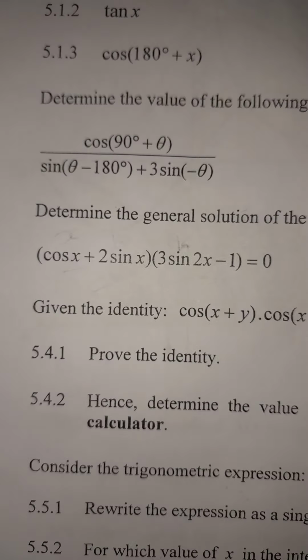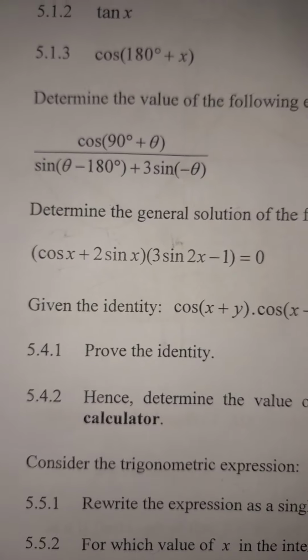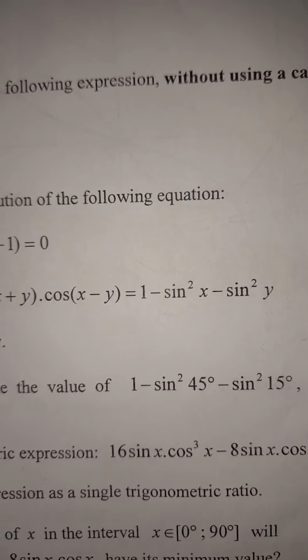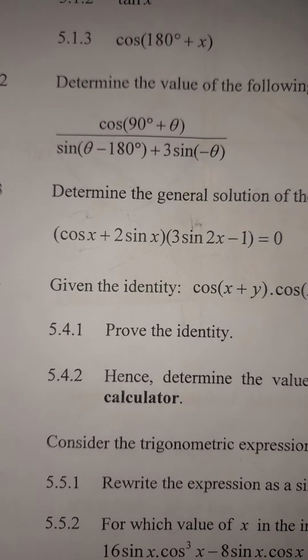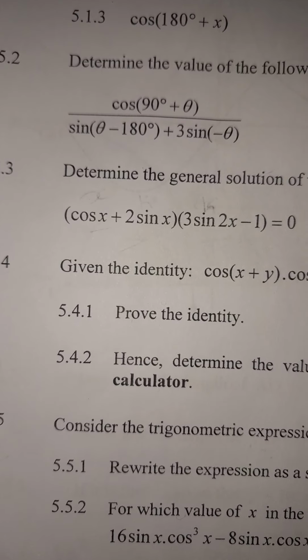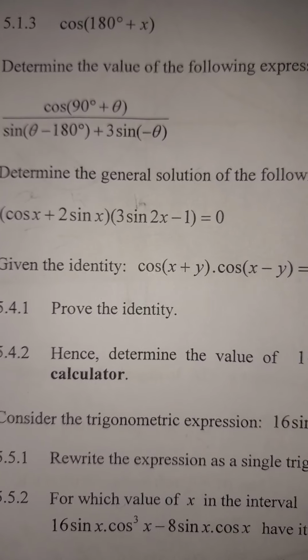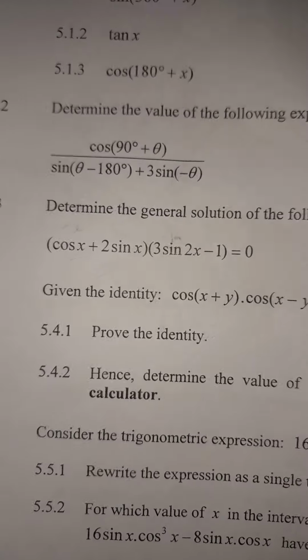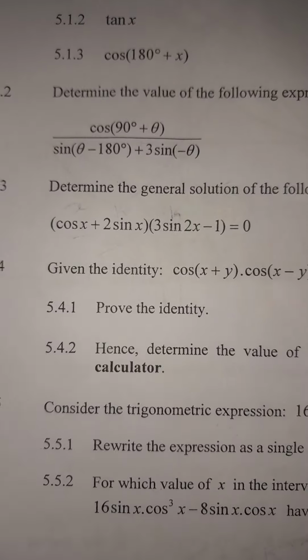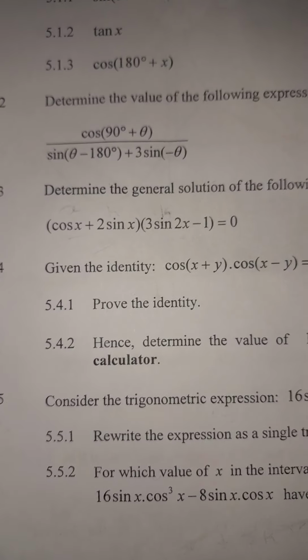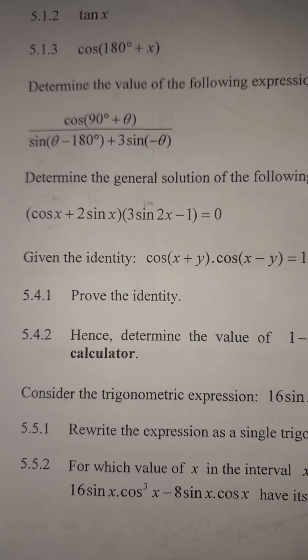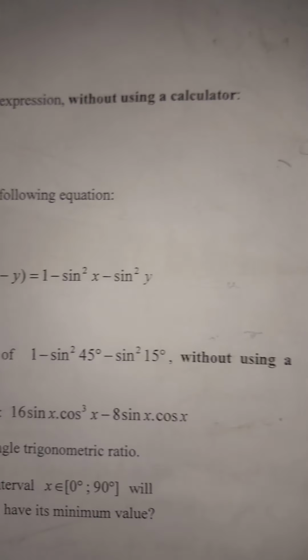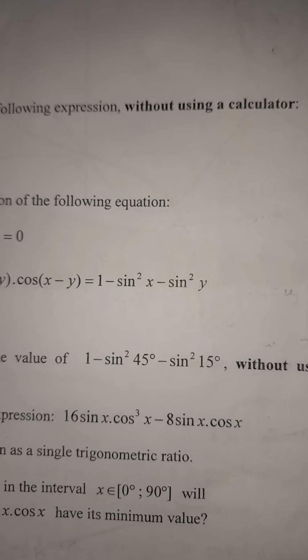At 5.2, we are required to determine the value of the expression without using a calculator. We are given cos of 90 plus theta and sine of 180 minus theta. First thing first, it's good to know where your function values are located on a CAST diagram. Let's put this into practice. How many marks is that? That's 5 marks. You can't afford to lose such marks.